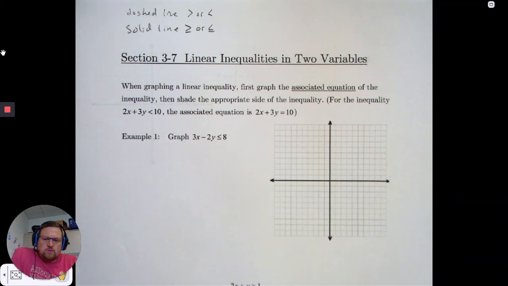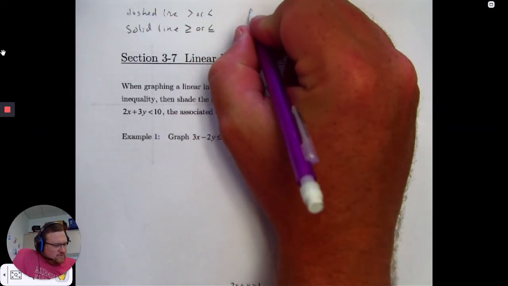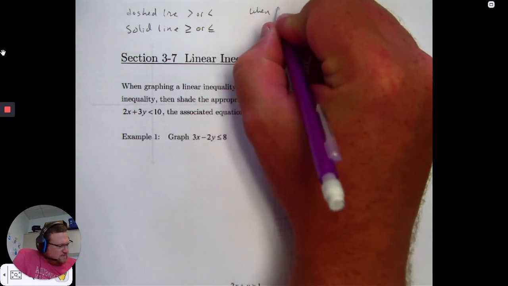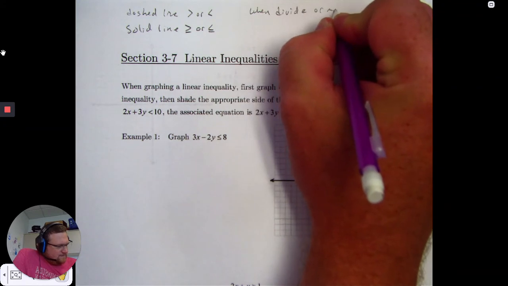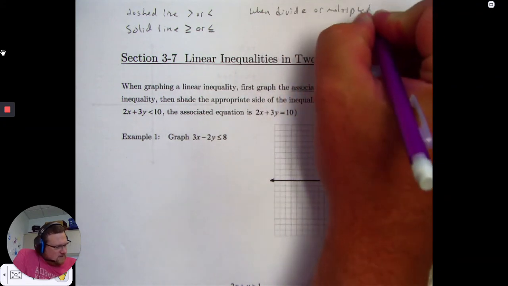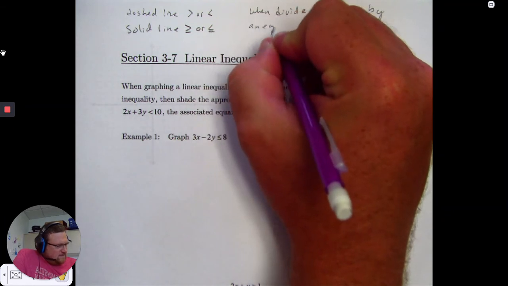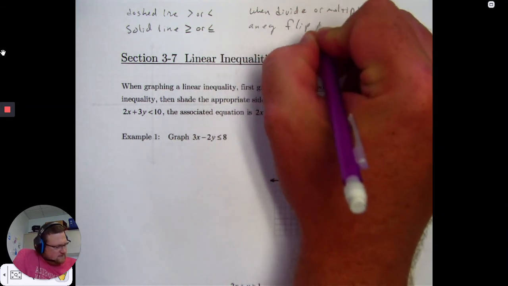So that's just to show you, right, if it's a solid line, that means everything on the line is included. So that's an or equal to. And then if it's just greater than or less than, it's the dashed line. Okay, and just like before, when you did single equation ones, if you multiplied or divided by a negative number, you had to flip the sign. Well, those rules still apply. So I'm going to write a little note up there: when we divide or multiply by a negative, we have to flip the inequality.